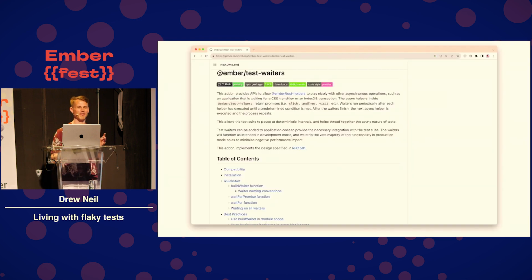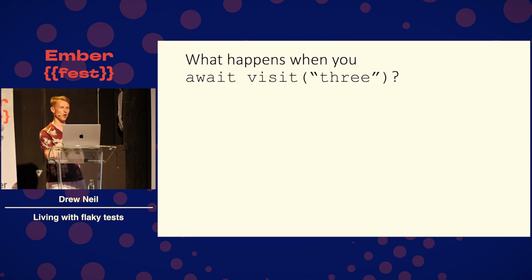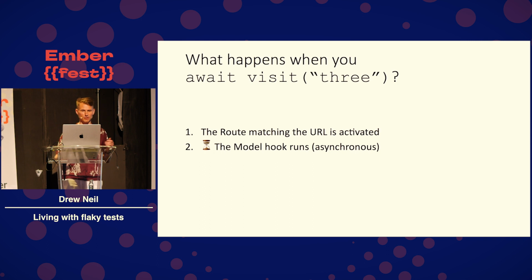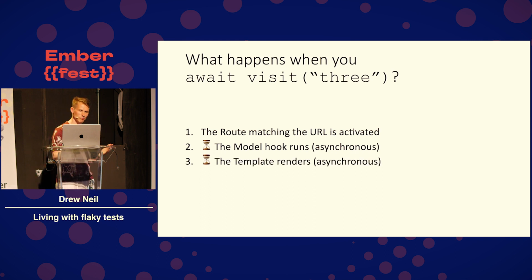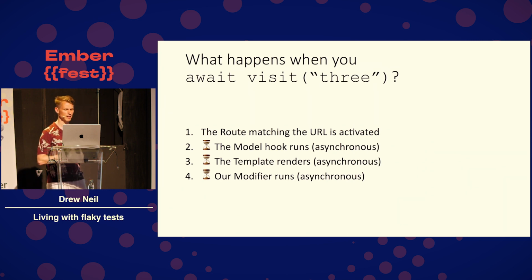And the tool that we have that makes this possible in Ember is test waiters. So let's think about what happens when you call visit 3. We await visit 3. And I kind of glossed over this earlier, but there's a lot going on under the hood. First of all, we find the route that matches the URL. That route is activated. The model hook runs, which is asynchronous. The template renders, which is asynchronous. And then the modifier runs, which in one case it's asynchronous, in the other it's synchronous.